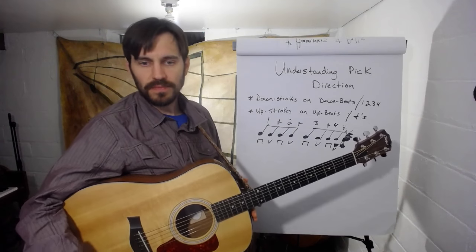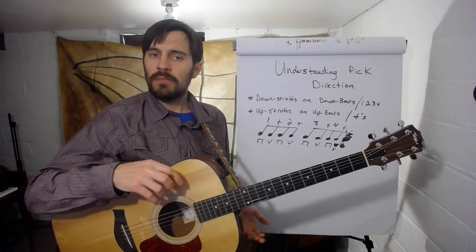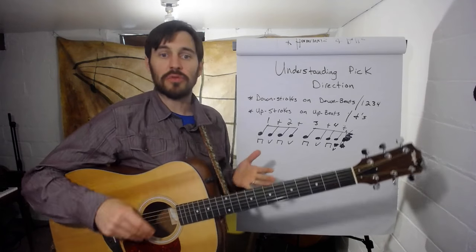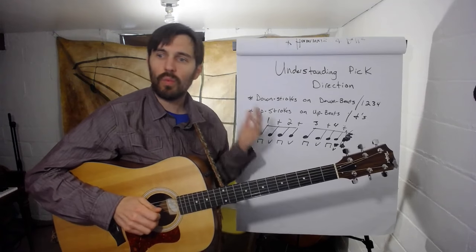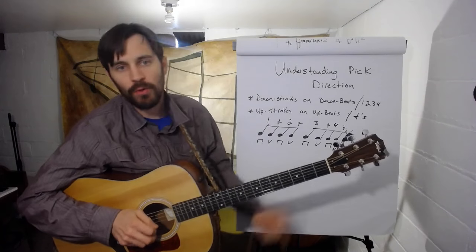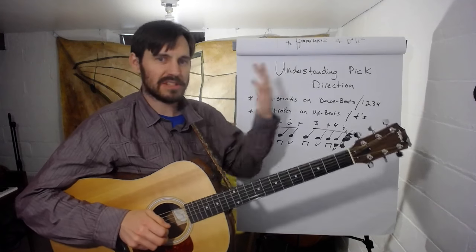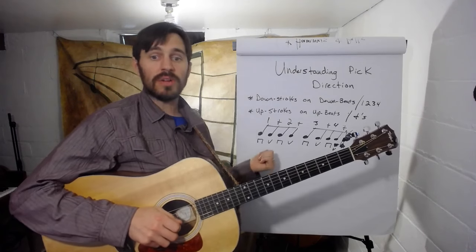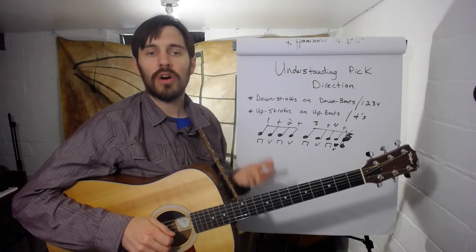1 and 2 and 3 and 4 and. Okay, so it's easy to feel the downbeats, right? That's natural, to feel the downbeats. So if you accent the downbeats, 1 and 2 and 3 and 4 and, that's easy, that's natural, because everything's coming down. But what's harder to do is accent the upbeats. That's just more difficult. That feels harder.